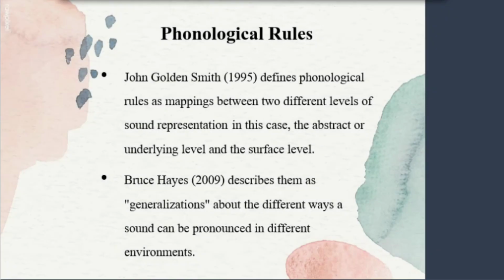There are experts or phonologists who define phonological rules. They are John Goldsmith and Bruce Hayes. John Goldsmith defines phonological rules as mappings between two different levels of sound representation, in this case the abstract or underlying level and the surface level, while Bruce Hayes describes them as generalizations about the different ways a sound can be pronounced in a different environment.